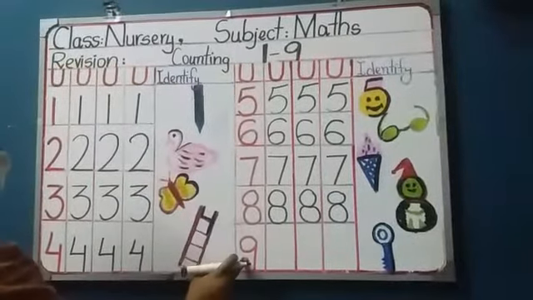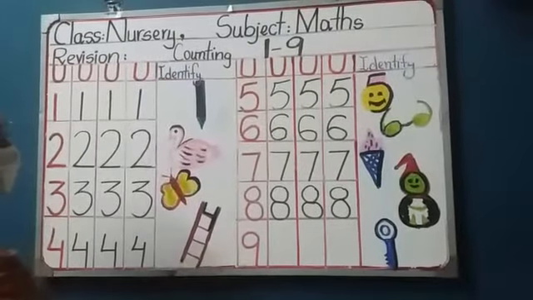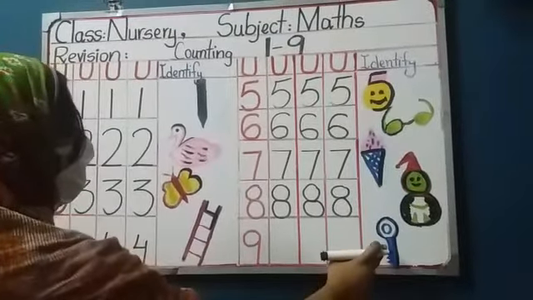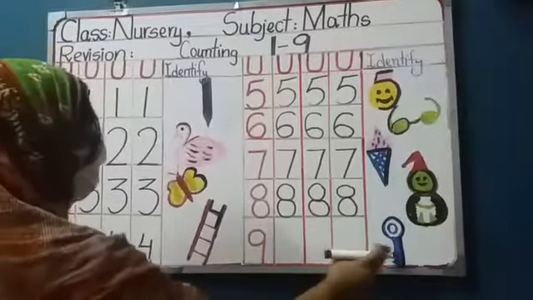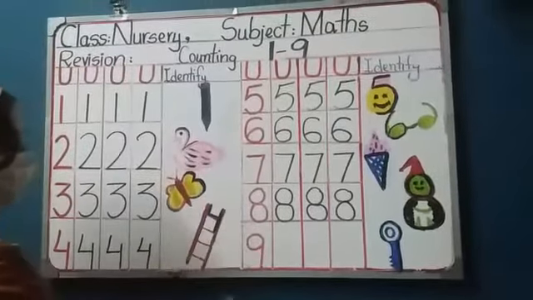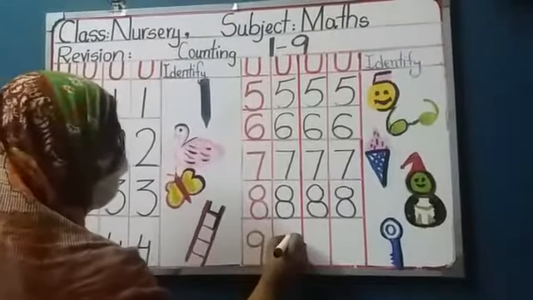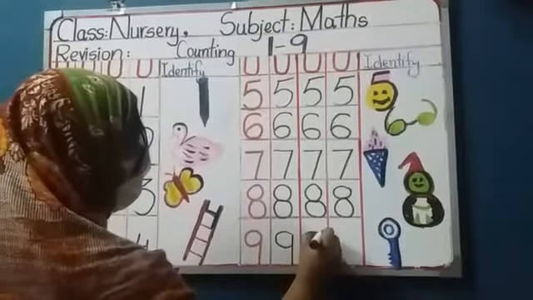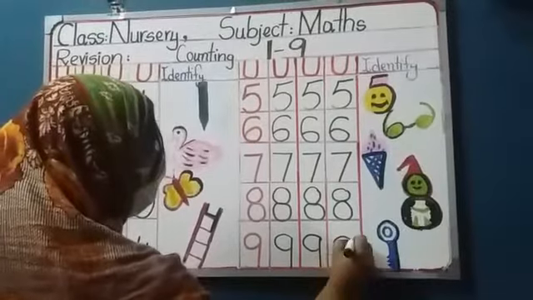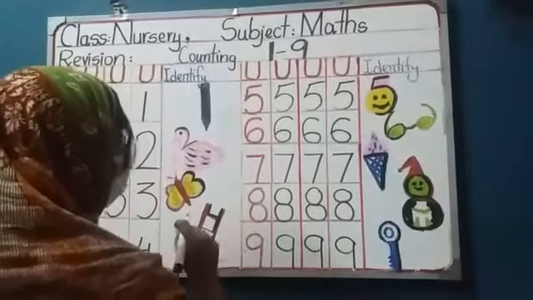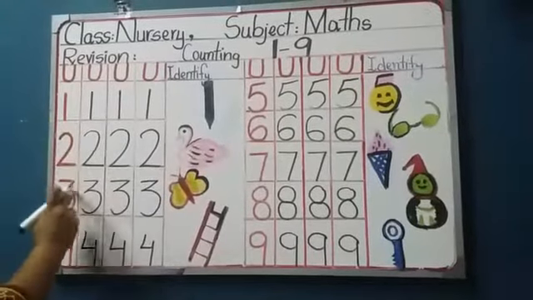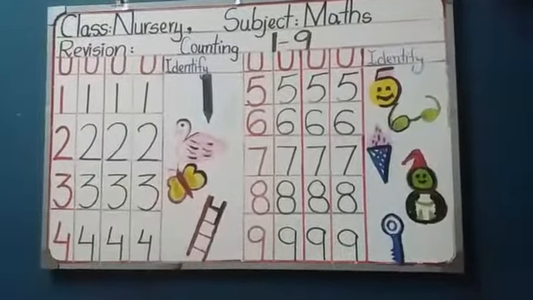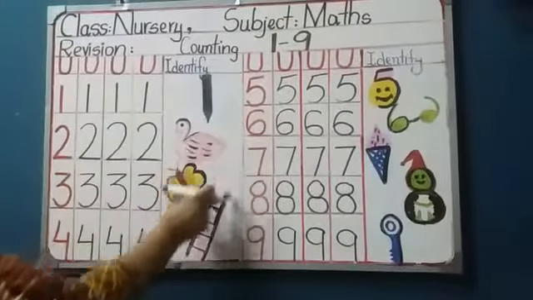Okay, now what is this? This is 9, and the shape of 9 is matching with key. Okay, it is matching with key, so we can identify 9. Now let's write with me. 9. Read and write. 9. 1, 2, 3, 4, 5, 6, 7, 8, 9. 9 digits. Okay. And identification is here.